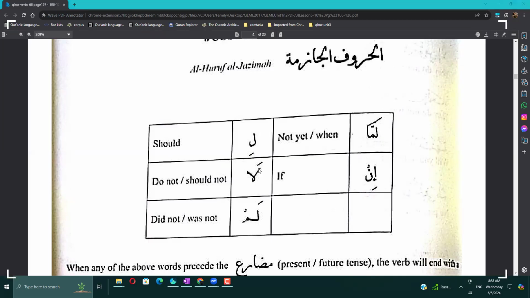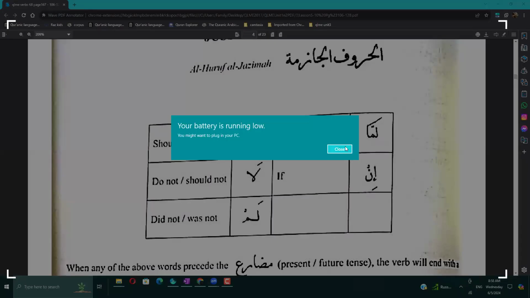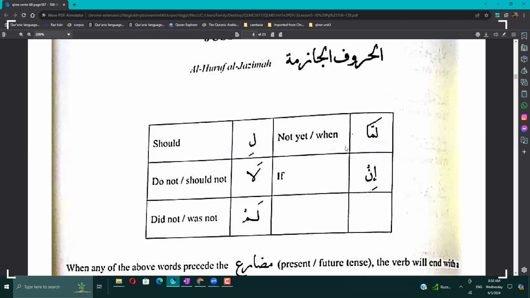If it was yaf'alu, it becomes yaf'al, and if it was yaf'alani, then the noon drops. And yaf'aluna, same for the plural as well. And we have already learned in our previous lessons what the mudare majzoom is.